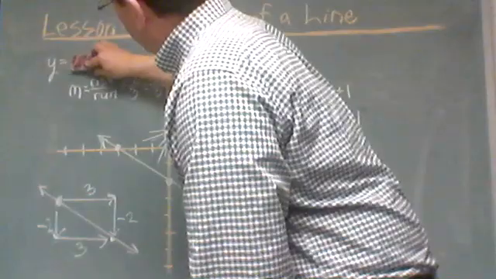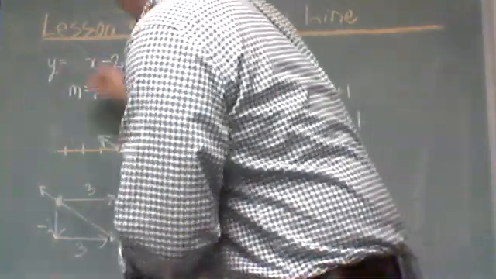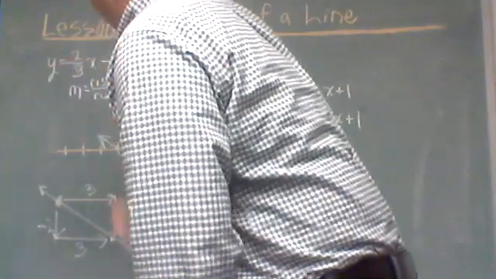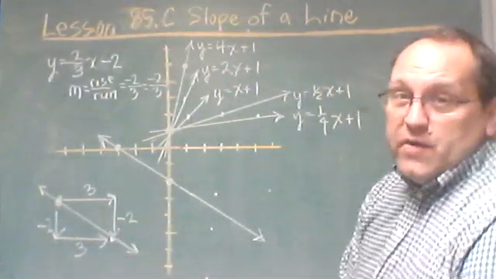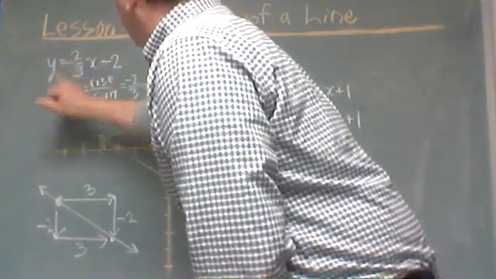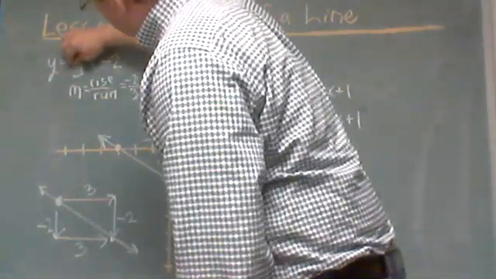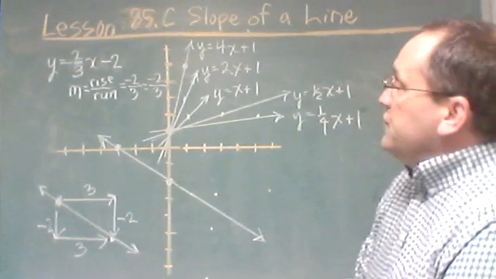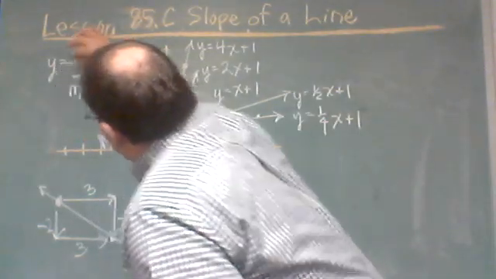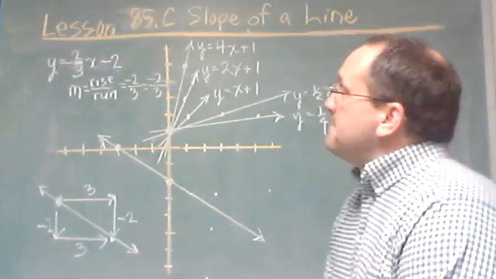So we go up here and replace M with -2/3. Okay, that is the equation of our line. Y equals minus 2/3 x minus 2. Okay, that represents the equation of this line right here.